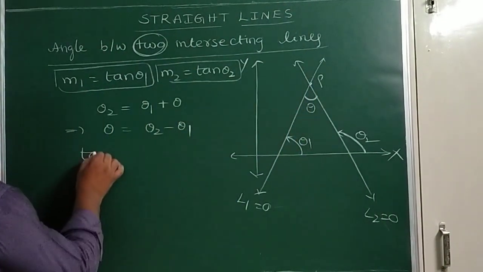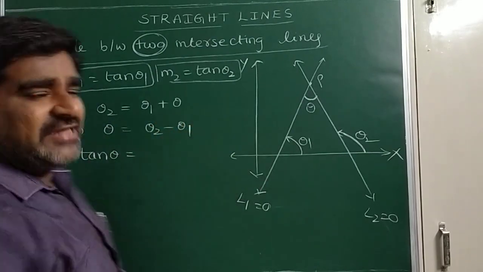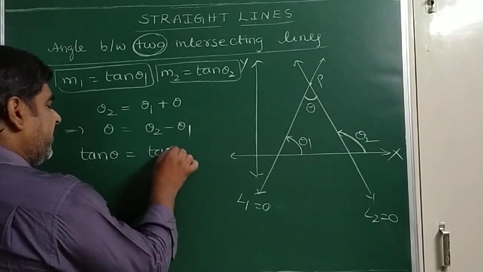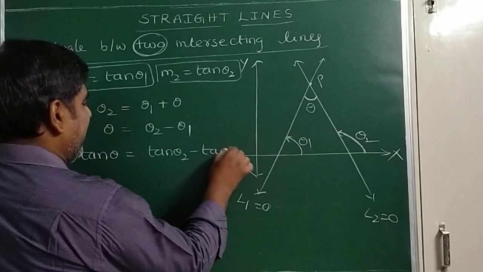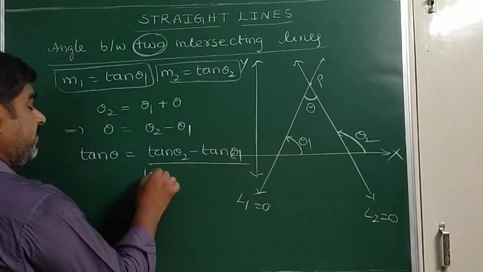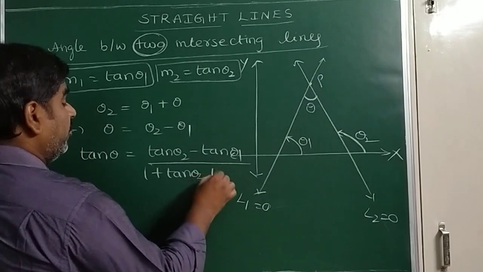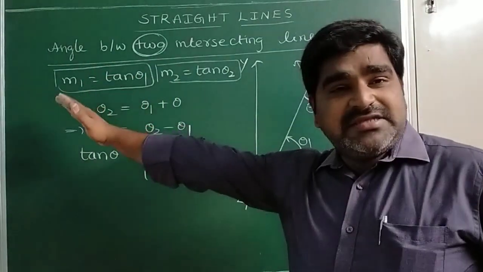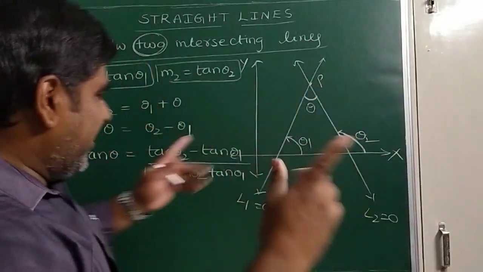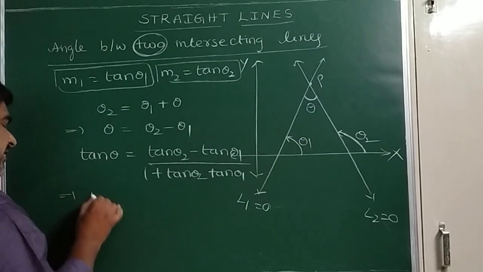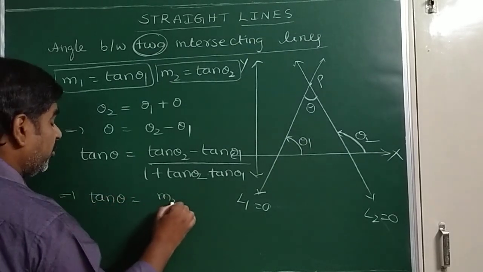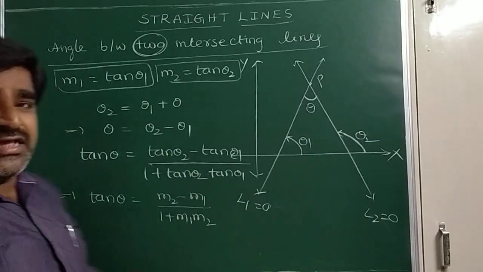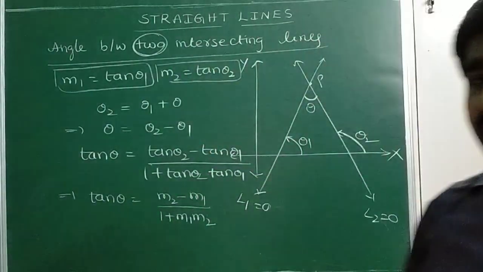So apply tan on both sides. Tan theta is equals to tan of theta 2 minus theta 1. So I write the formula of tan of A minus B: tan theta 2 minus tan theta 1 by 1 plus tan theta 2 into tan theta 1. But initially we wrote tan theta 1 as m1 and tan theta 2 as m2. Just replace the values. So tan theta is equals to m2 minus m1 by 1 plus m1 m2.